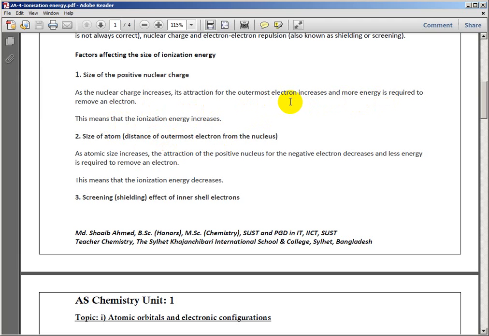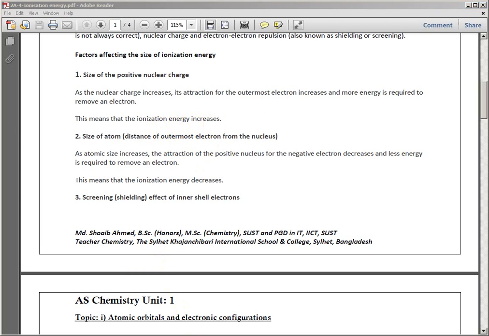When the positive charge increases, the attraction between the positive nucleus and the electrons increases. So more attraction means more energy is required to remove an electron. That means when the charge increases in the same period, ionization energy increases.